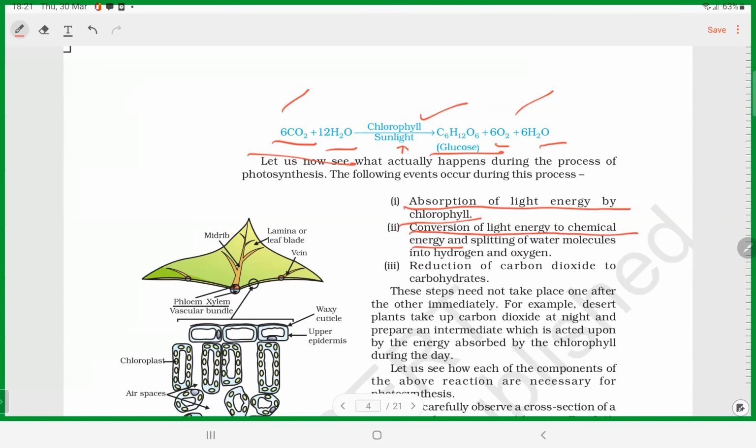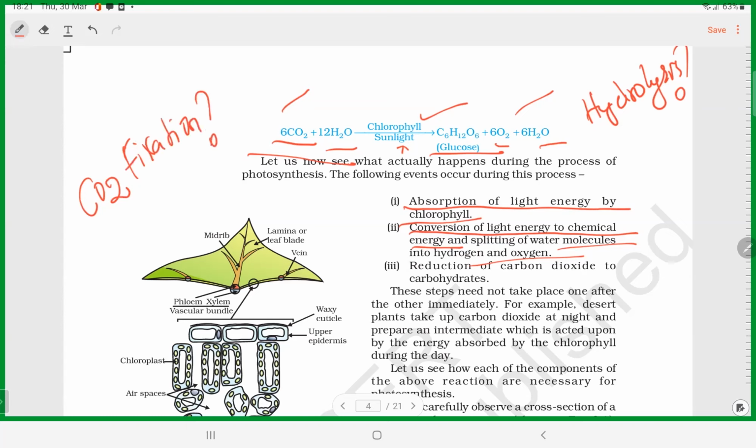Can I ask you one simple question? What is called hydrolysis? What is called CO2, carbon dioxide fixation? In this book you cannot get these 2 terms, but the answers are given. The term is not given, but the answer is given. What is the answer for hydrolysis? Look at that. Splitting of the water molecule into hydrogen and oxygen.